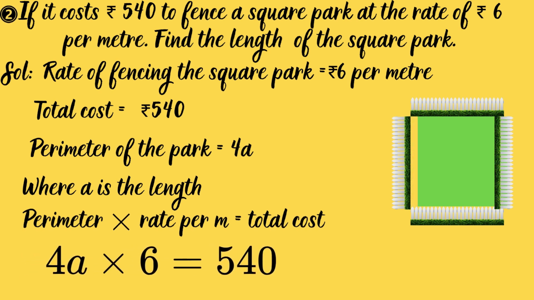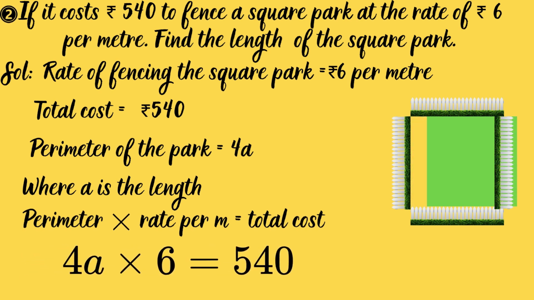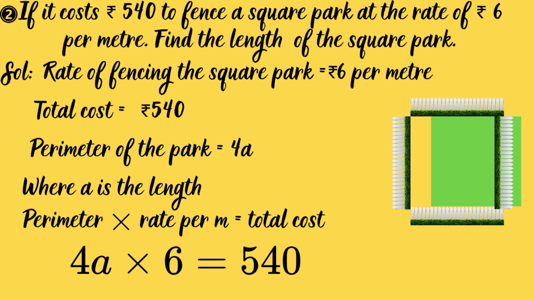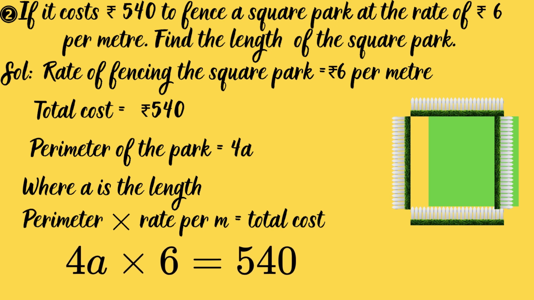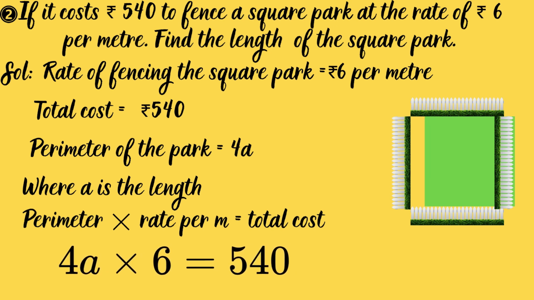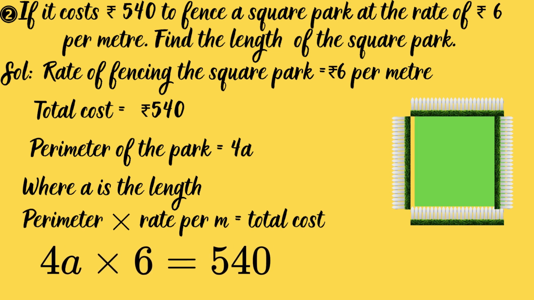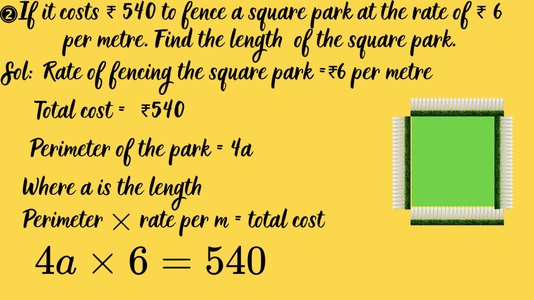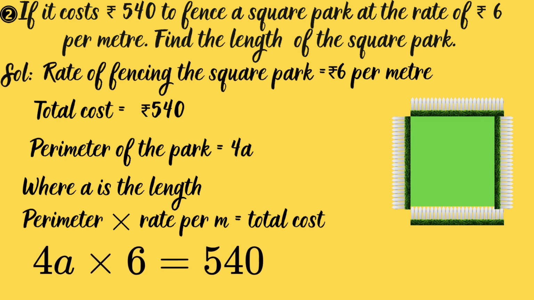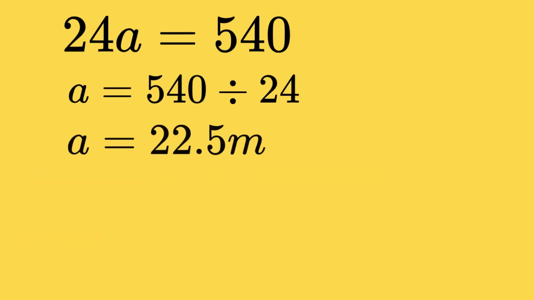Now, rate of fencing the square park is rupees 6 per meter and total cost is given as rupees 540. Perimeter of the park is 4 times A, where A is the length since it is a square park. Now, perimeter into rate per meter will give us the total cost. Therefore, 4A into 6 gives us 540. Therefore, 24A is 540. A is 540 divided by 24. Therefore, A is 22.5 meters.